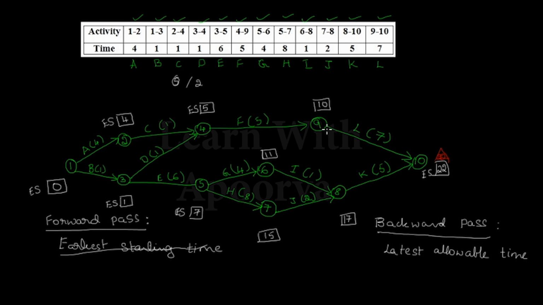Here the formula for calculating the latest completion time is the next node's latest completion time minus the activity duration. I'll mention this as LC of J minus the time of the activity, which I'll mention as Tij. And when you have a dilemma, you are going to take the minimum of these values. For 9, I don't have any dilemma. I just have to subtract 7 from 22. So 22 minus 7 will be equal to 15. We will write 15 in this place.